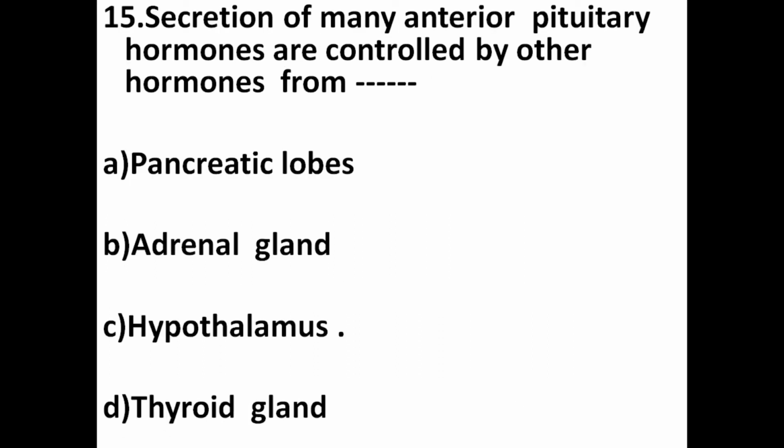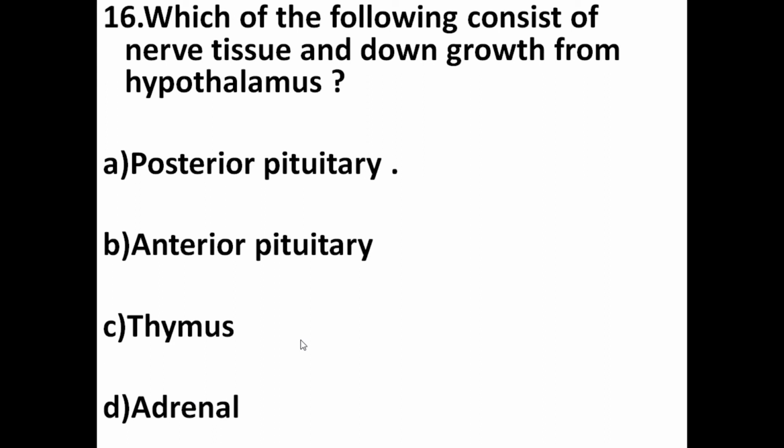15th one, secretion of many anterior pituitary hormones are controlled by other hormones from option A, pancreatic lobe. Option B, adrenal gland. Option C, hypothalamus. Option D, thyroid gland. Answer, option C, hypothalamus. 16th one, which of the following consists of nerve tissue and downgrowth from hypothalamus? Option A, posterior pituitary. Option B, anterior pituitary. Option C, thymus. Option D, adrenal. Answer, option A, posterior pituitary.